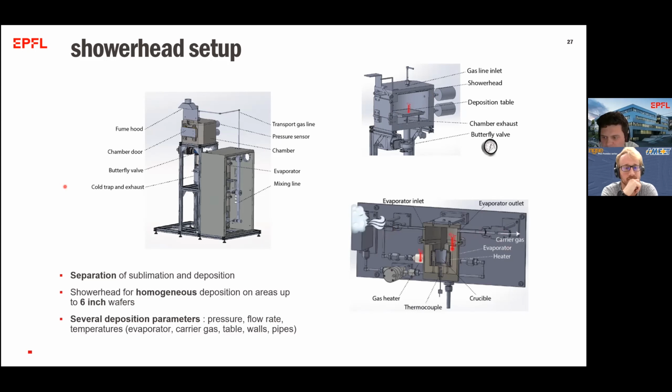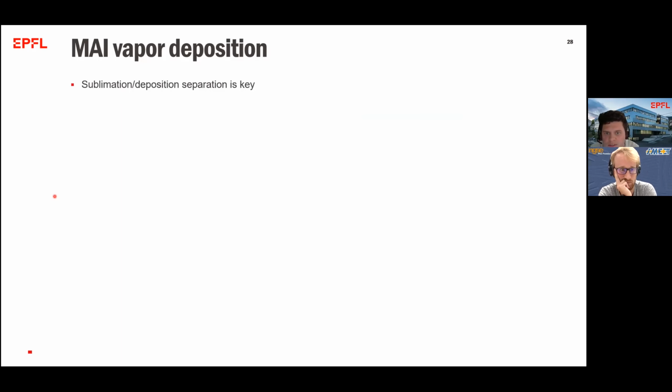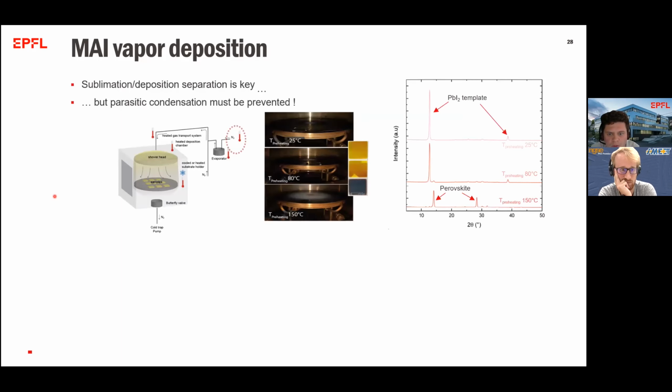We have a lot of parameters to play with, and I want to show you an example that was used to demonstrate the feasibility of this approach. We started out with a very simple one. This was a paper that was written when I just arrived. What you can see here is that if you preheat the sample on the heating stage, you can control the amount of perovskite that is forming.